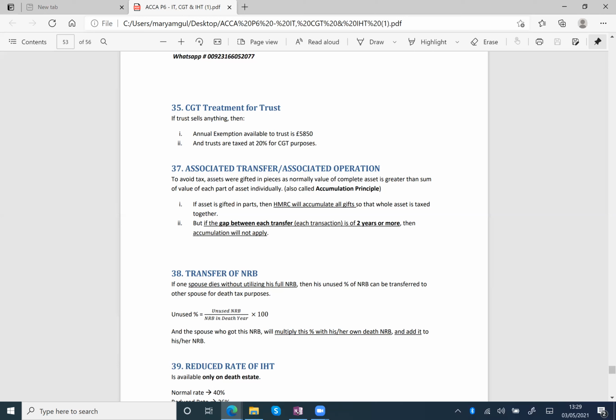Obviously HMRC will see the intention of the taxpayer. For example, I am gifting you a mobile phone. Today I am gifting you the battery. After 5 years, I am gifting you the cover. This is a huge long time period. So obviously my intention is not to avoid tax, because after 5 years I am giving you the other part. If I give you the battery now and after some days I give you the phone cover, then HMRC will think, why are you not gifting together, why are you gifting in parts? Maybe your intention is to avoid the tax. That's why they will check that if the gap is 2 years or more, then it's okay. They will not accumulate. They will apply the tax on separate market value, separate parts' market value.